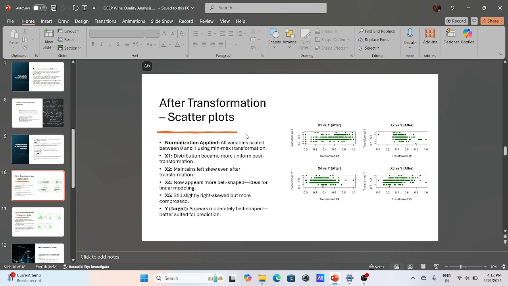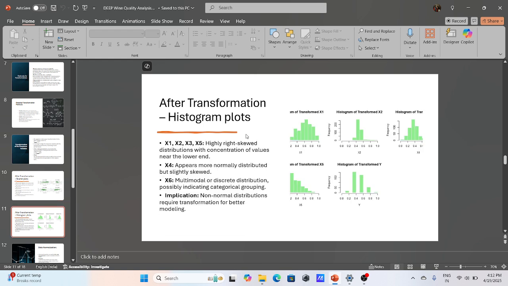X1 distribution became more uniform. X2 maintains left skew even after transformation. X4 now appears more bell-shaped. X5 is still slightly skewed. Y appears more bell-shaped, better suited for prediction. After transformation in the histogram plots, x1, x2, x3 and x5 had highly skewed distributions with concentration of values near the lower end. X4 appears more normally distributed and x6 a multimodal or discrete distribution.